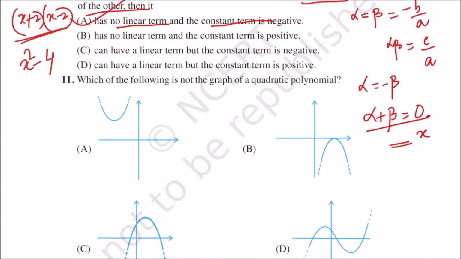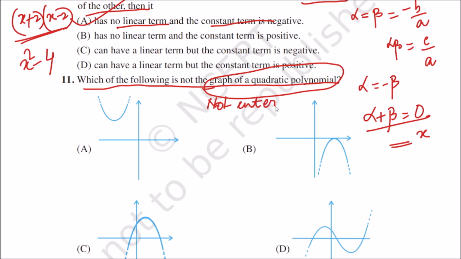Question number 11 is a graph question, geometric interpretation, which we discussed first. Which of the following is not a graph of a quadratic polynomial? Not a graph of a quadratic polynomial means it will not intersect the x-axis. Now I hope you can understand which one will be the answer. See the graph very clearly. Here it is intersecting at 3 places. Here at 2 places. Here it is not intersecting the x-axis. So A is the answer of this question.